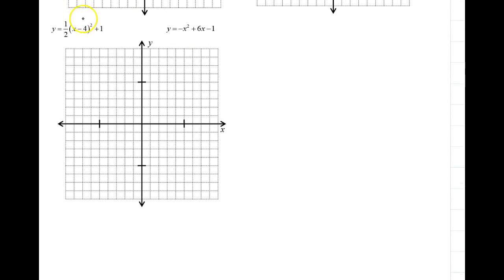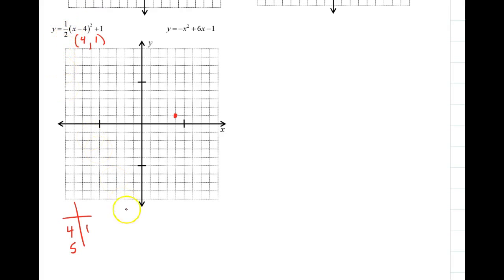Alright, so let's go ahead and do this one first. X is a liar, so my vertex is going to be at (4, 1). I know the graph is going up, so you could plug in a value next to 4. If we start with 4, we know our output's 1. You could plug in 5, but when I plug in 5, I get 5 minus 4 is 1. 1 squared is 1. Half of 1 is a half, and then you're dealing with fractions.